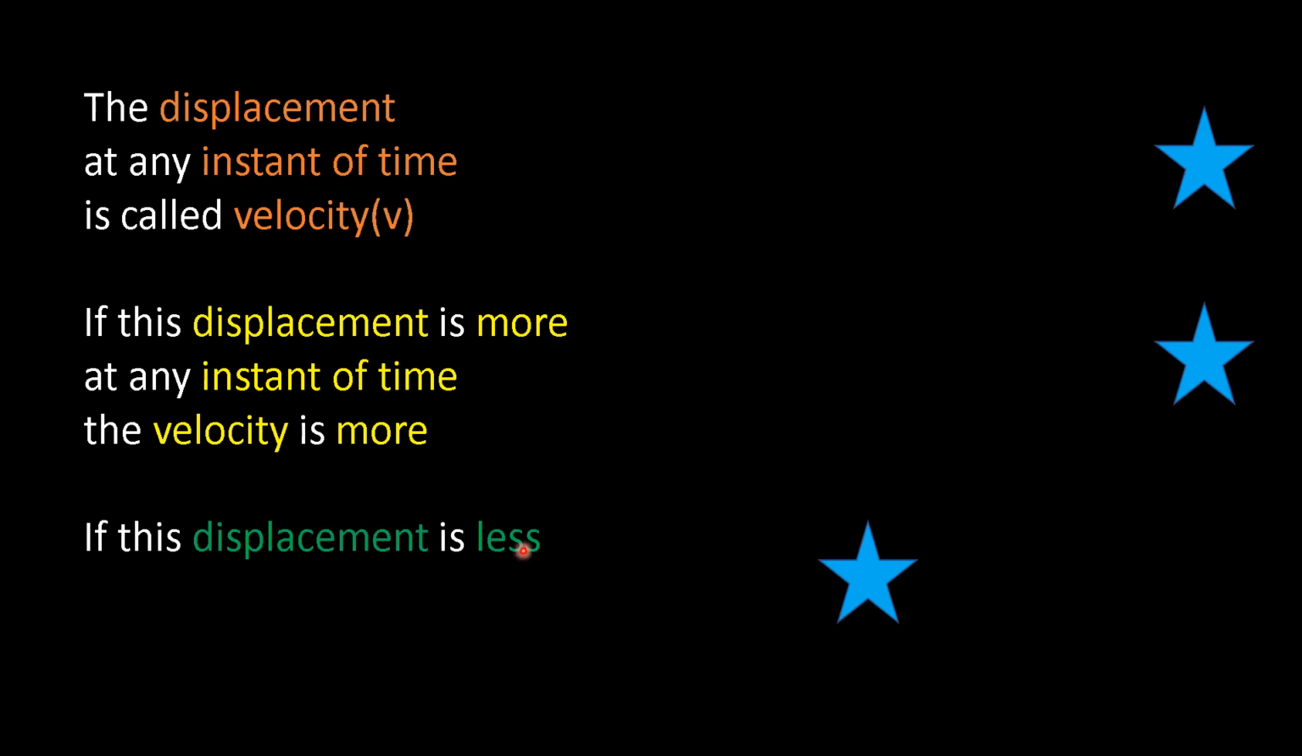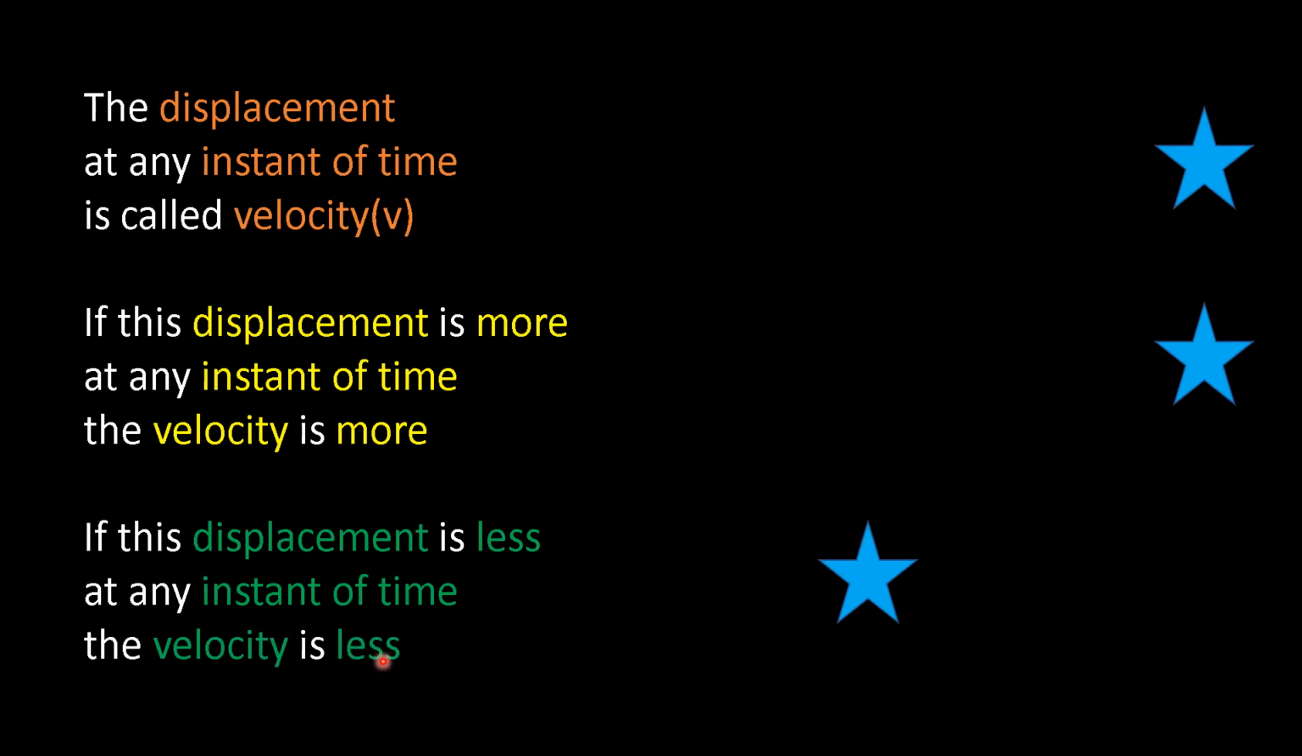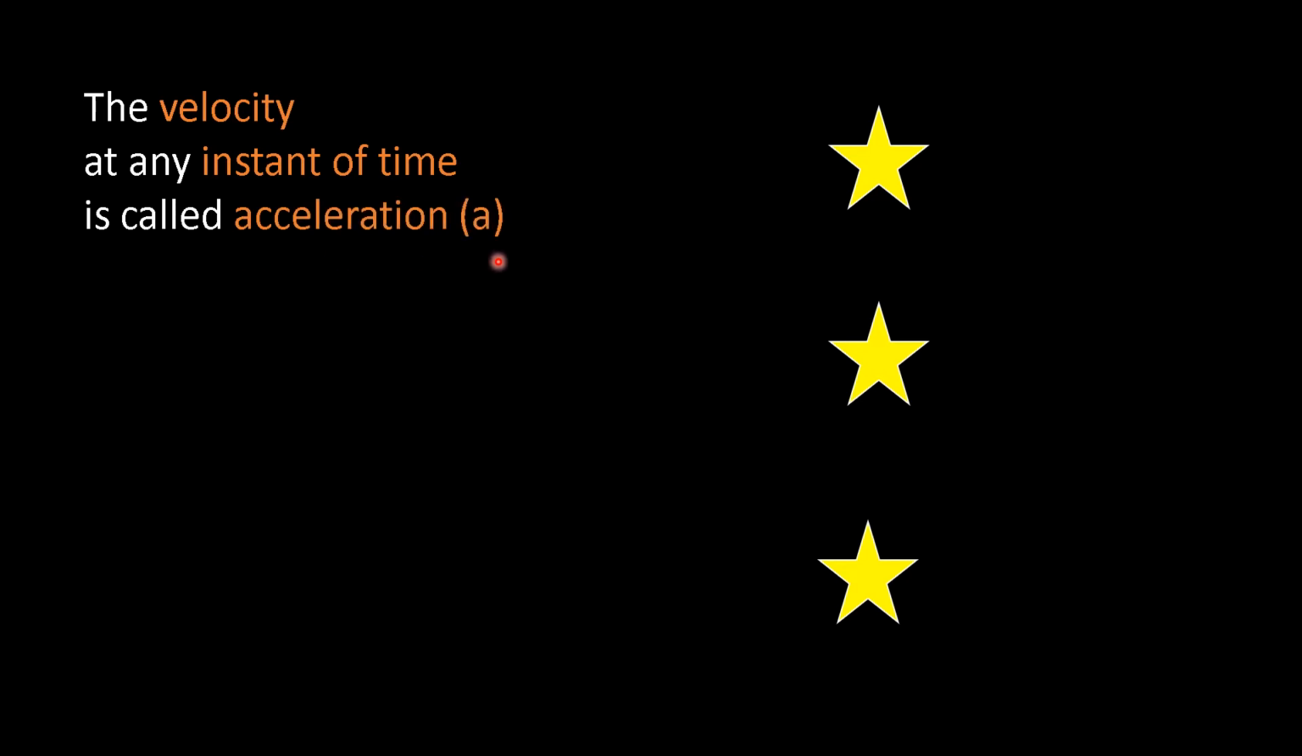If this displacement is less at any instant of time, the velocity is less. Here, the star is being displaced and its displacement at any instant of time is less. Therefore, the velocity of this star is less. The rate of change of velocity at any instant of time is called acceleration and it is denoted by letter A. The velocity of this star at any instant of time is called its acceleration.